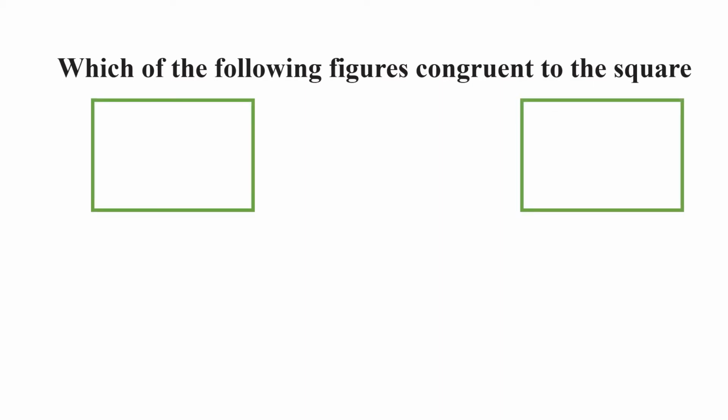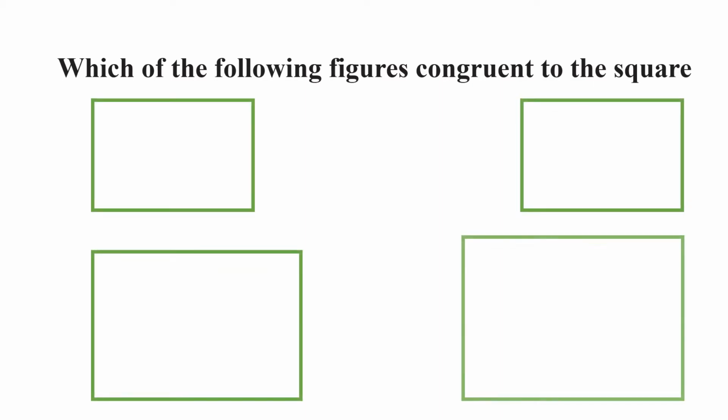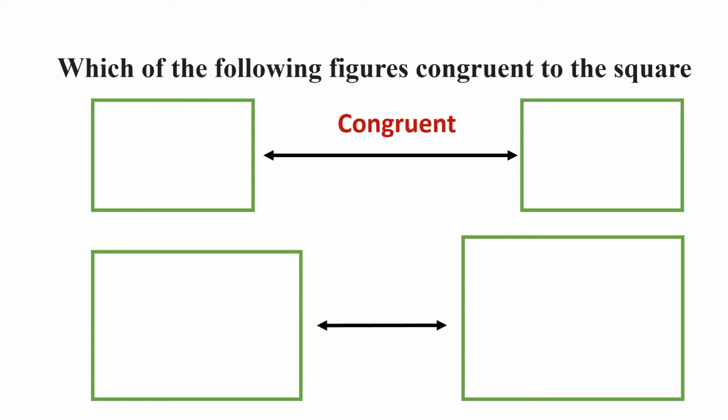We'll try to understand which are congruent and which are not congruent. I have given you four diagrams here. The first two diagrams are indicated by one arrow mark, and the next two by another. The question is which two diagrams are congruent and which two are non-congruent. The first two diagrams are congruent since they have equal shapes and sizes. The second two diagrams are not congruent since they are not of uniform shape.